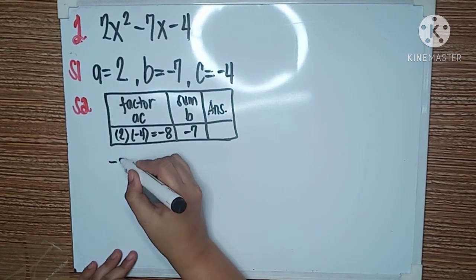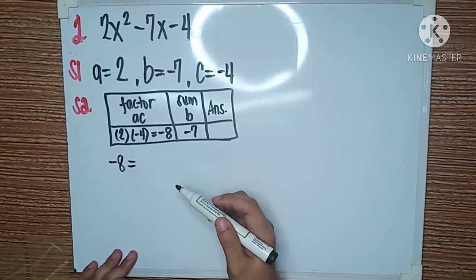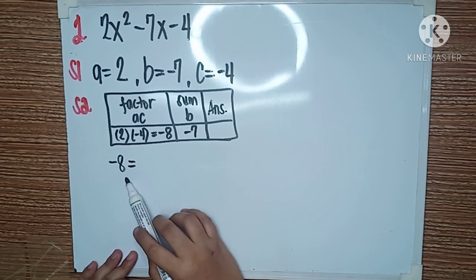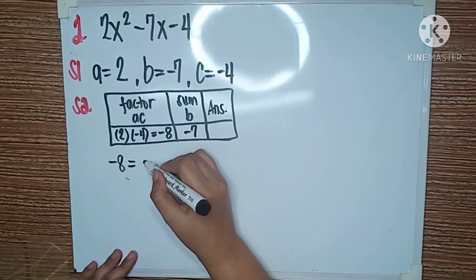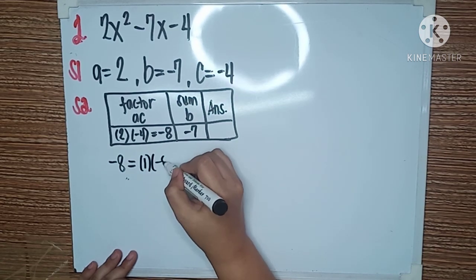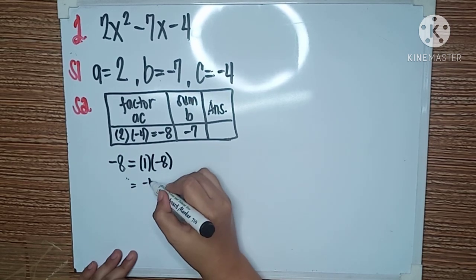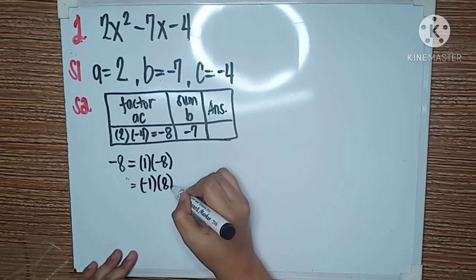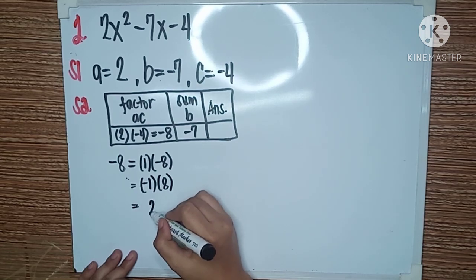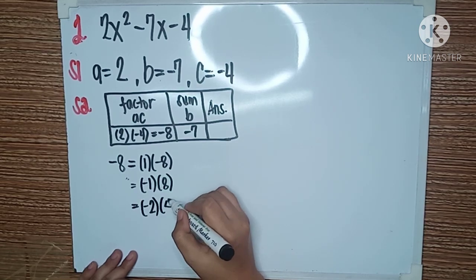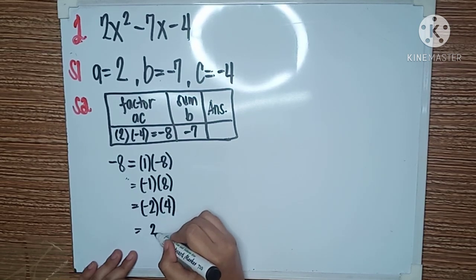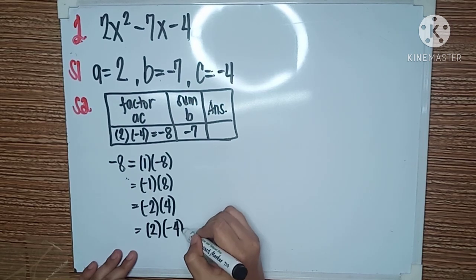So, let's do trial and error by writing all the factors of negative 8. So, pwede dito ang positive 1, negative 8. Pwede rin ang negative 1, positive 8. Pwede rin ang negative 2 times 4 and 2 times negative 4.